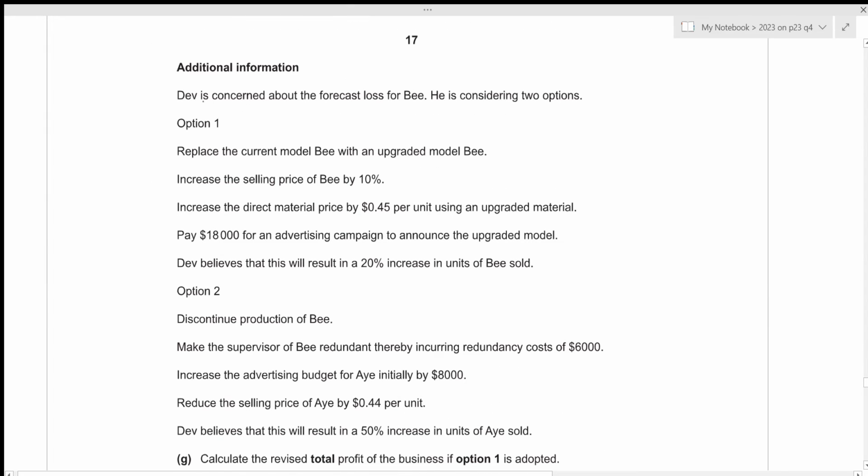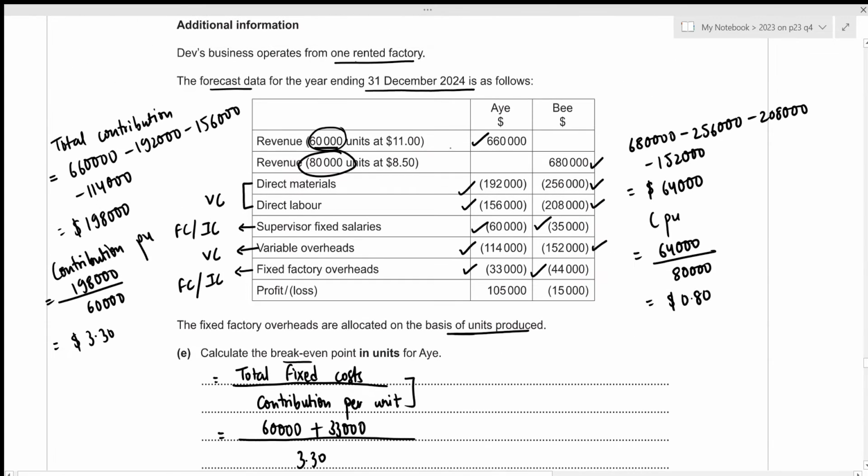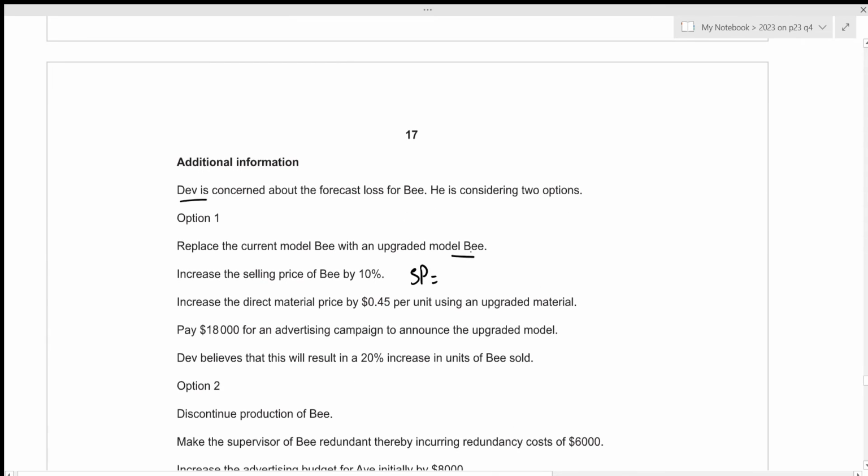Now we're given additional information. Dave is concerned about the forecast loss for B. He is considering two options. Option 1 is to replace the current model B with an upgraded model B. We need to increase the selling price of B by 10%. So the selling price, previously it's 8.5. Now we need to increase it by 10%. So 8.5 times 1 plus 10%, which gives the value of 9.35. That's our new selling price.